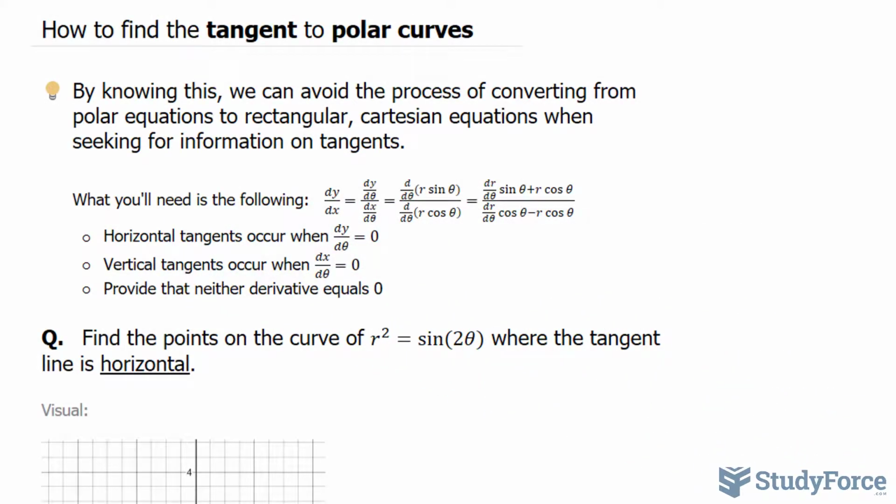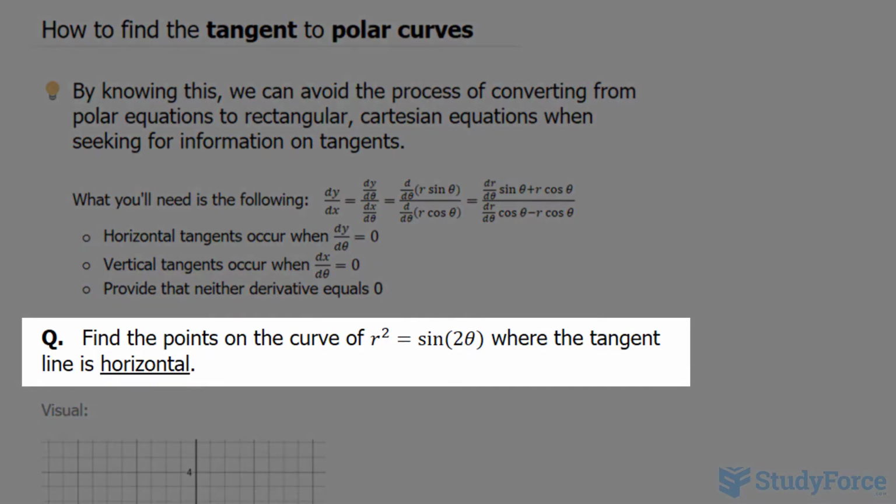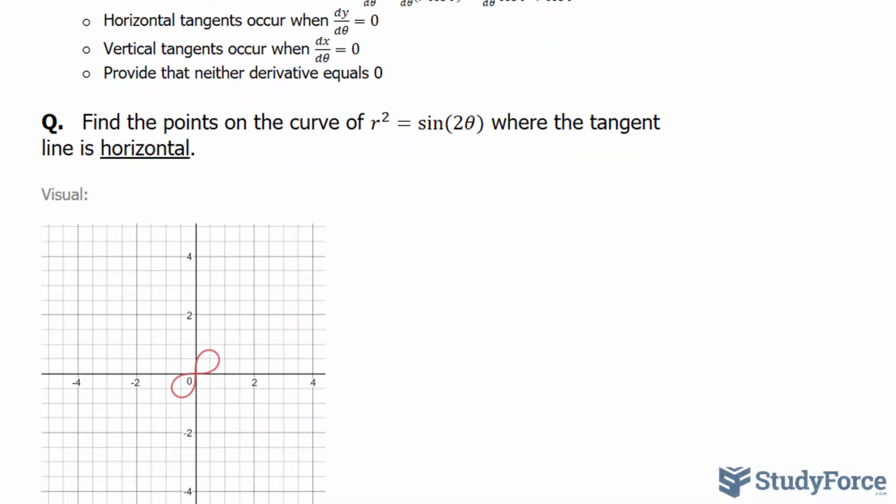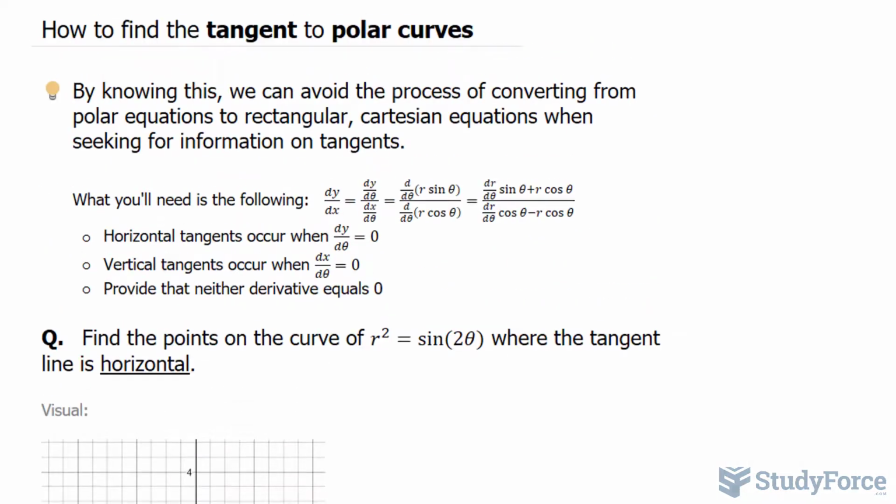In this lesson, I'll show you how to find the tangent to polar curves. The question reads, find the points on the curve r squared is equal to sine 2 theta, where the tangent line is horizontal. Now the reason why this is important is because by knowing this, we can avoid the process of converting from polar equations to rectangular Cartesian equations when seeking information about the tangent.